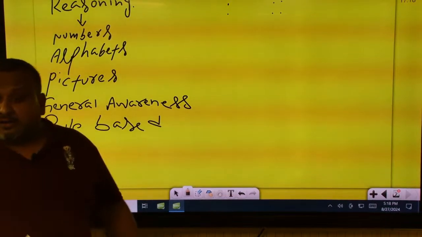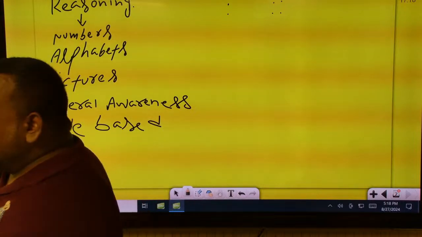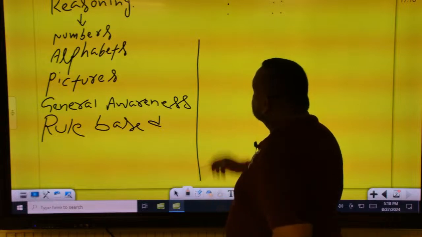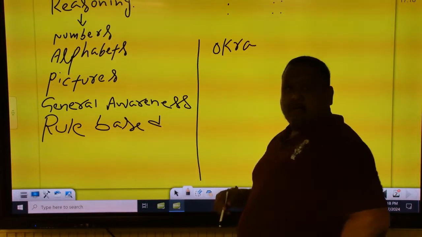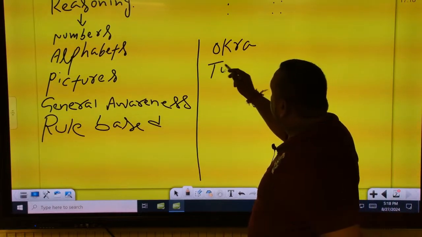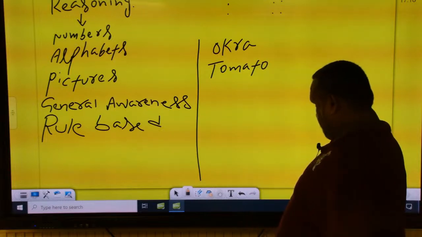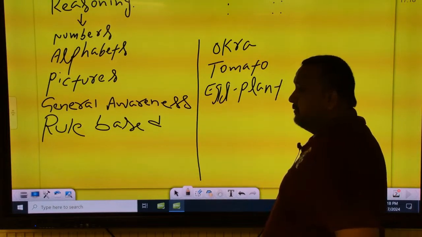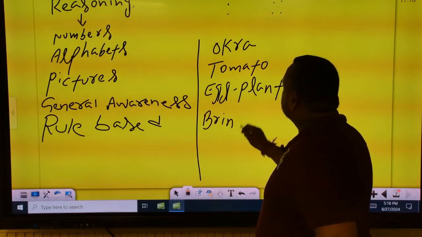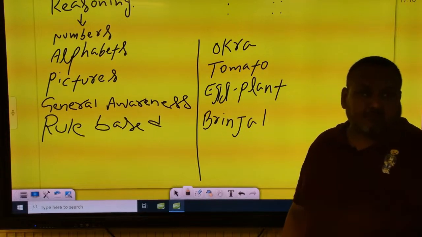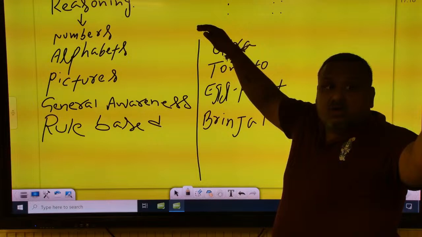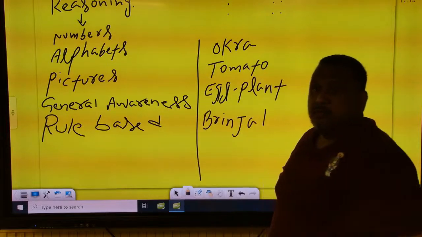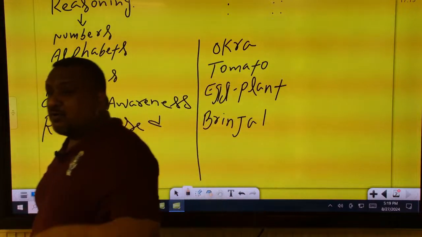And then the 5th part, rule based. In similar manner, in class, the reasoning syllabus will go on. Numbers, alphabets. One more, look. First option, okra. Second option, tomato. Third option, eggplant. And fourth option, brinjal. Now you have four options, right? And the heading of the question is find the odd one out among them, or classify one out of three, out of four. Tell me the answer. Second, tomato.